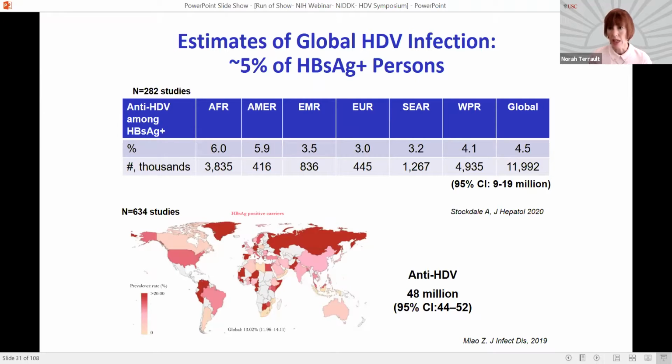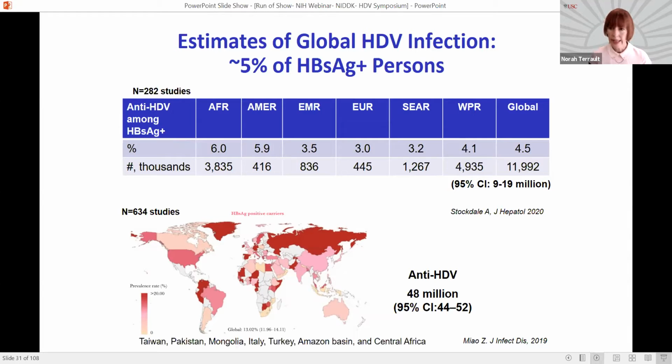Shown at the bottom is another systematic review. You can see it includes a much larger number of studies, 634. Many of these are from China and in non-English speaking journals, so that's why they were able to bring in many more studies. Here you can see the estimate is much larger, 48 million. And I think it highlights the challenges in doing prevalence estimates of Delta. Because as you'll learn from the subsequent slides, the assays that are used vary, who we test varies, and that's going to influence our prevalence estimates.